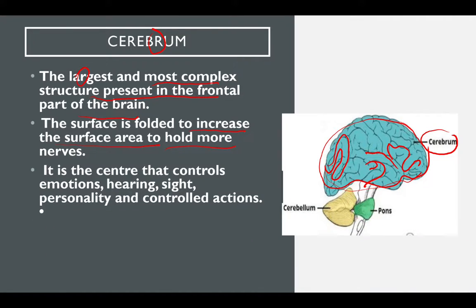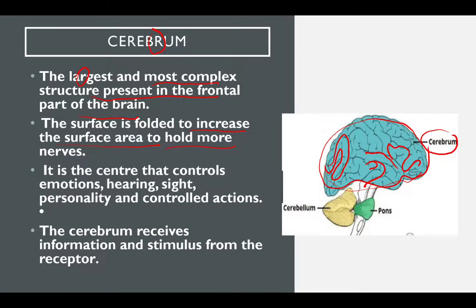It is the center. Why does it require a lot of nerves? Because it is the center that controls a lot of activities such as emotions, hearing, sight, personality, and control actions. What else? If you Google the information about cerebrum, it also controls judgment, thinking, speech, reasoning, problem solving, learning, memorizing. So all those complex activities are controlled in the cerebrum.